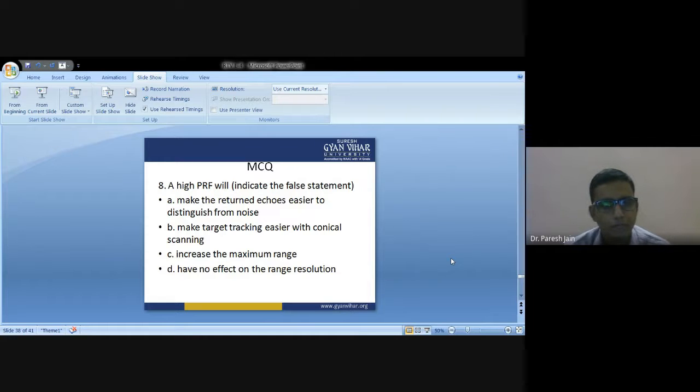Question number 8. A high pulse repetition frequency will, indicate the false statement. A. Make the returned echoes easier to distinguish from the noise. B. Make the target tracking easier with conical scanning. C. Increase the maximum range. D. Have no effect on range resolution.